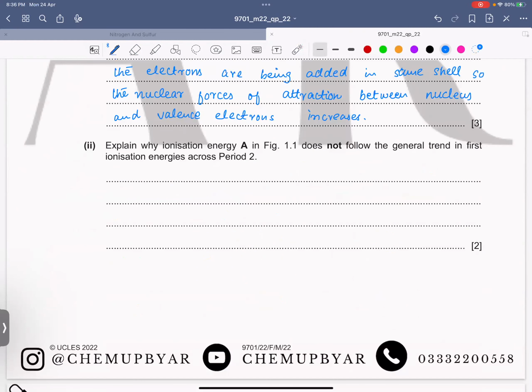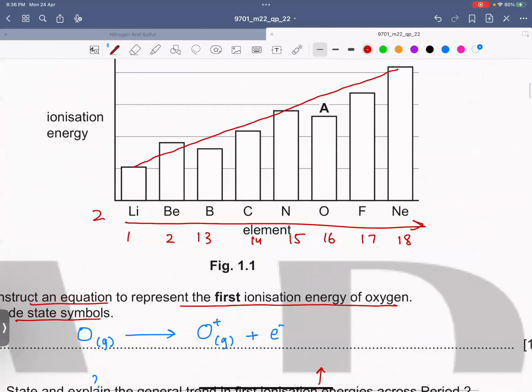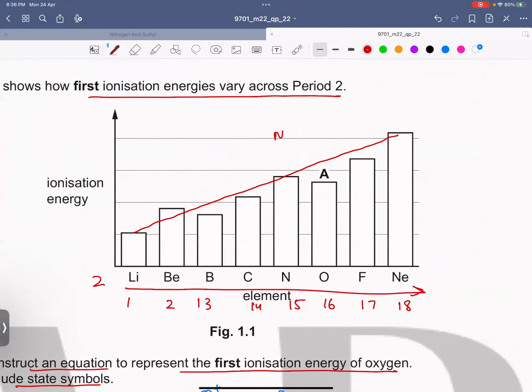Now, next part. Explain why ionization energy A in figure 1.1 does not follow the general trend in the first ionization energies across period 2. Okay, let's see where is energy A. If you recall, the atomic number of nitrogen is 7 and the atomic number of oxygen is 8, right?